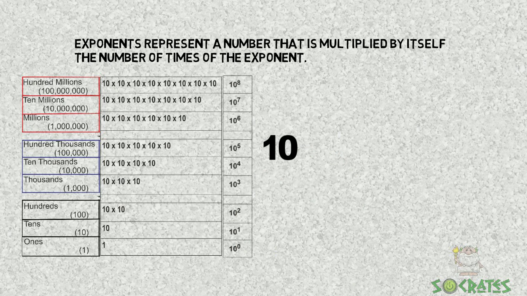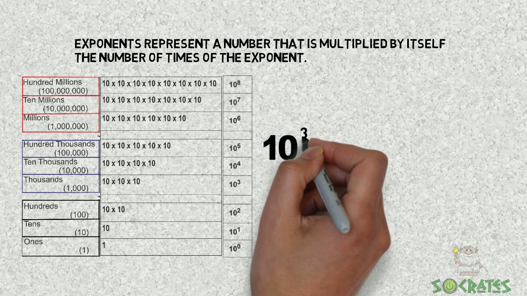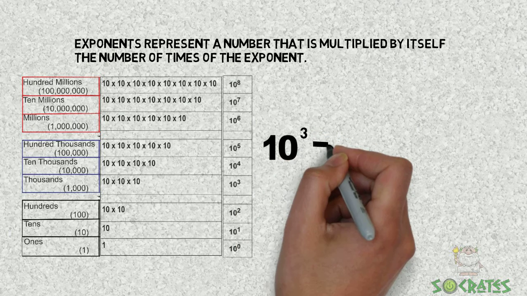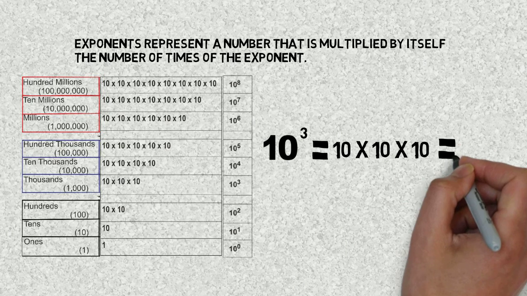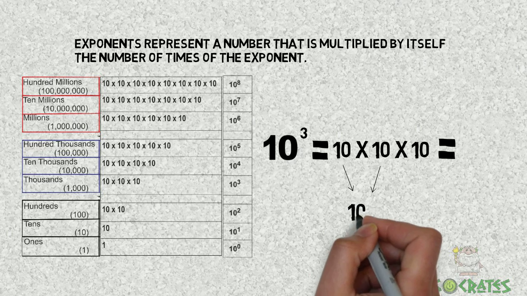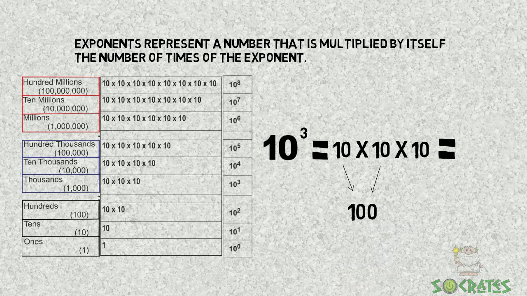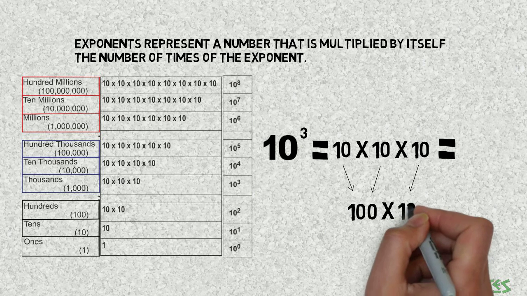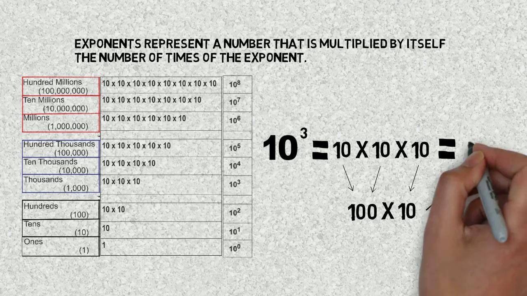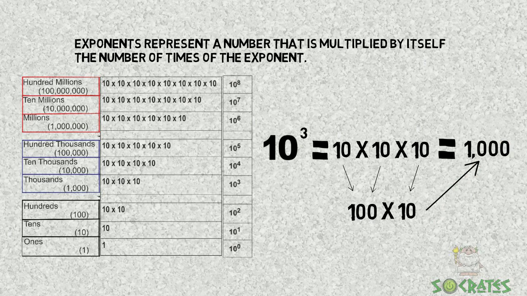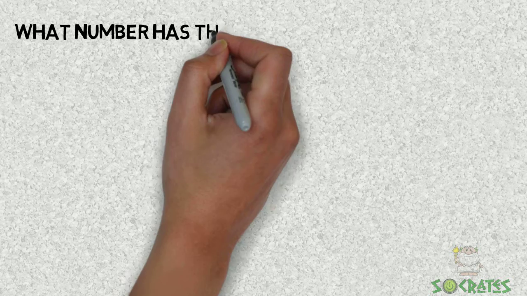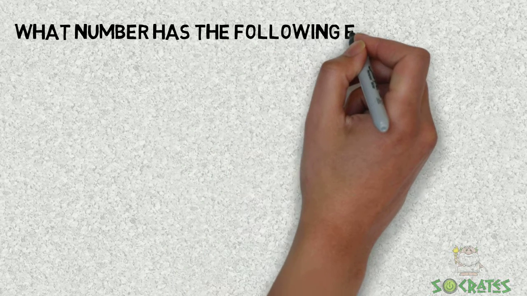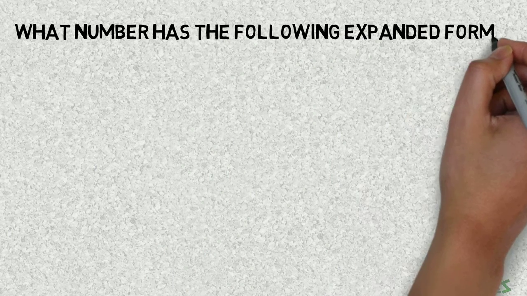10 to the second power is 10 times 10. The exponents represent a number that is multiplied by itself the number of times of the exponent. So let's practice with 10 to the third power. It's the same thing as saying 10 times 10 times 10. And to figure out the answer, first we multiply 10 by 10, and that is 100. Then we multiply that by 10, and we get 1,000. And then if it was to the fourth power, you would multiply it by another 10.